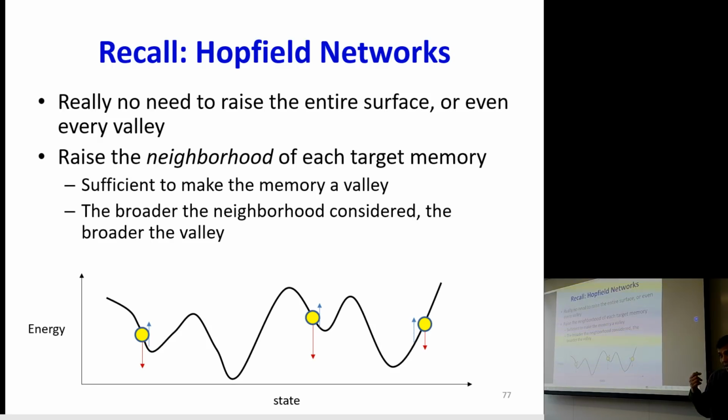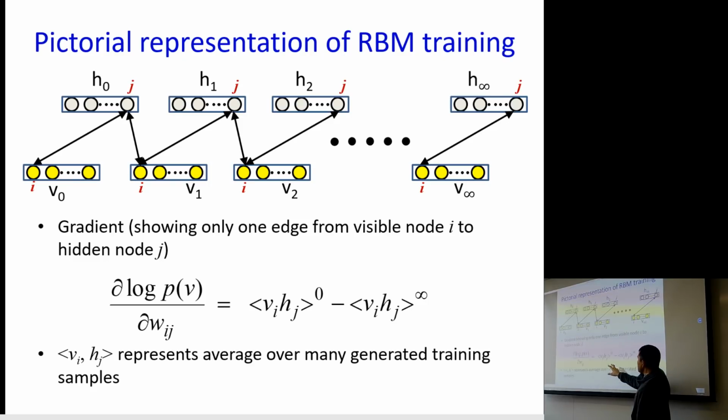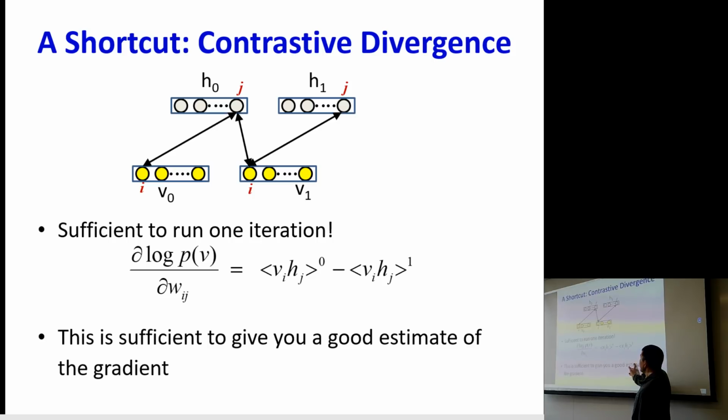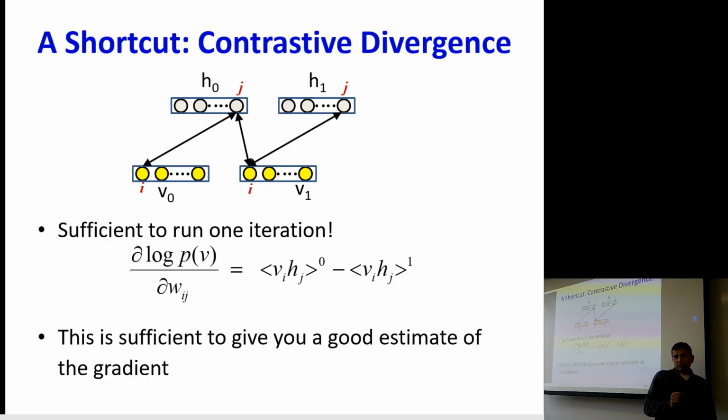Now going back, what we are really doing over there is starting from the pattern we are trying to store, and letting the network evolve. You set the pattern that you want to store and let the network evolve, and you try to lower this energy and raise this energy, right? But we saw when we were training Hopfield networks that you don't need to go all the way to the valley. You could just stay very close, which means I just need to do like 2 iterations of this.